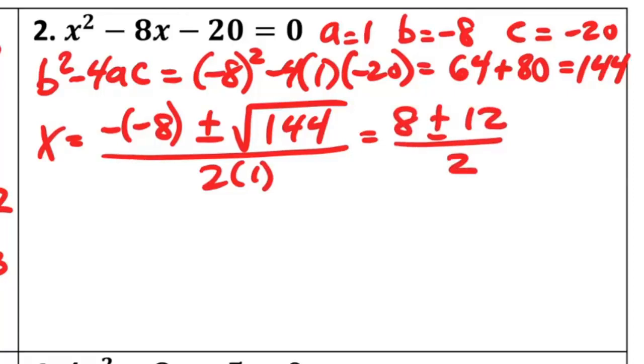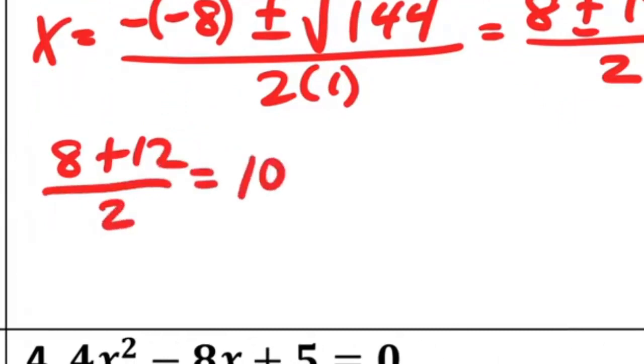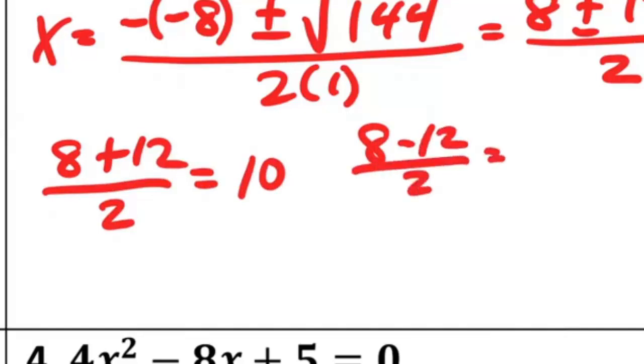Once with a plus, that's 20 over 2, or 10. And once with a minus, that's a negative 4 over 2, or negative 2.